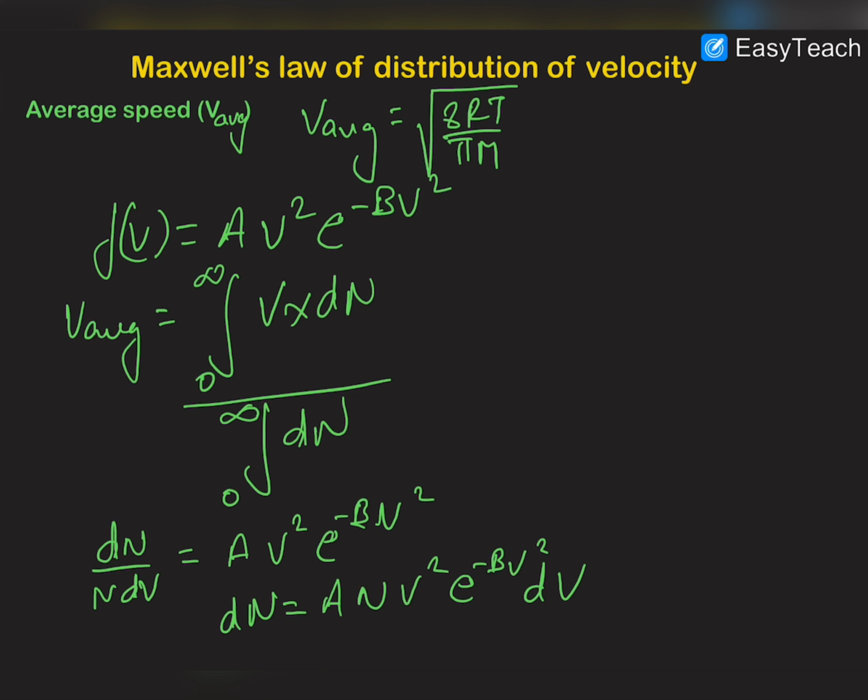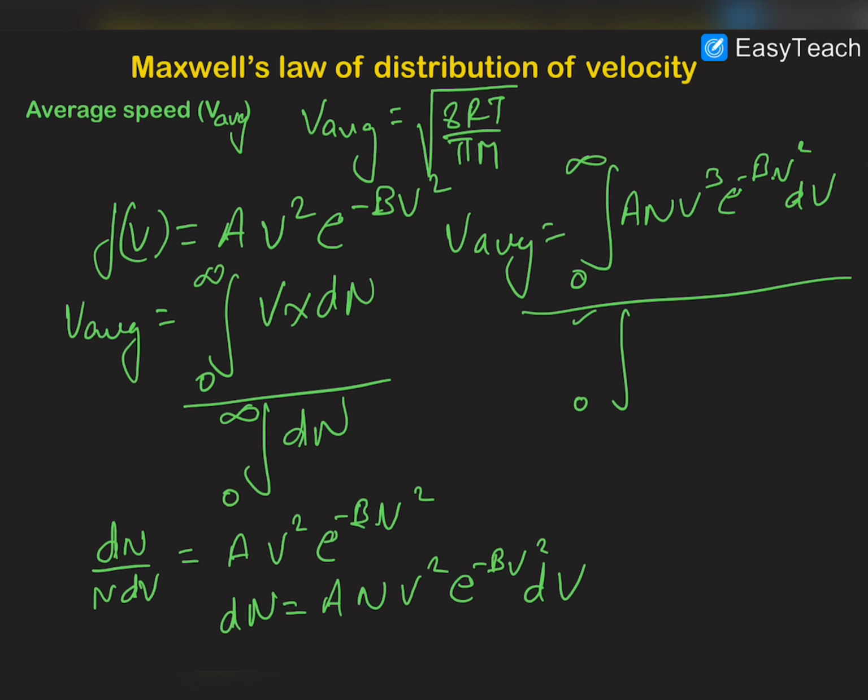So ultimately this v average would become integration 0 to infinity of A N v cube e to the power minus b v square dv, divided by integration 0 to infinity of dn, so this is A N v square e to the power minus b v square dv. So you can cancel out the constant terms and you can integrate on both sides with respect to dv, and you can put the limit 0 to infinity.